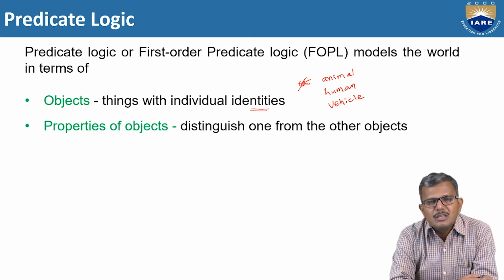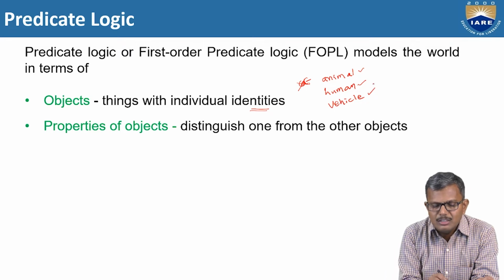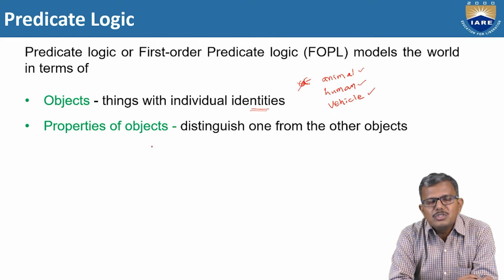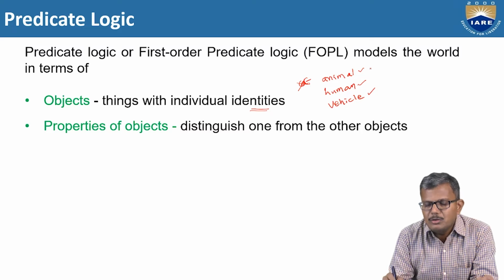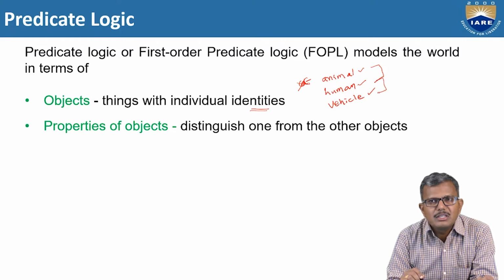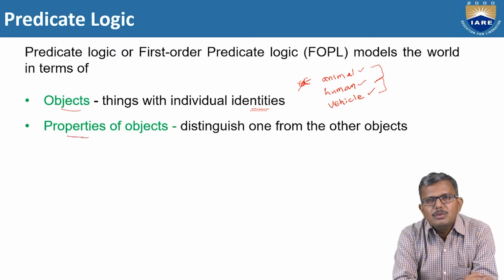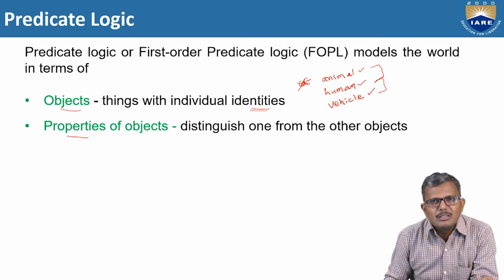Properties of objects are the same thing. How can I differentiate an animal from a human, and a human from a vehicle? By the properties they carry. The properties of the objects are what we use to differentiate between objects. Only properties tell us that the animal object is different, the human object is different, and the vehicle object is different. So when we use objects, our primary duty is also to identify the properties of objects. Then only is it possible to differentiate one from another.